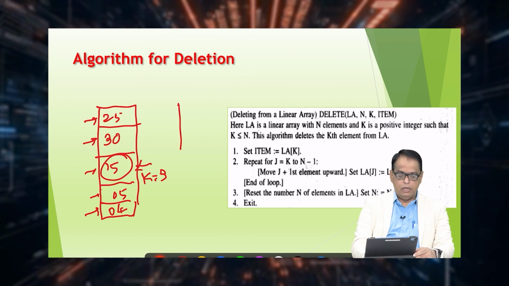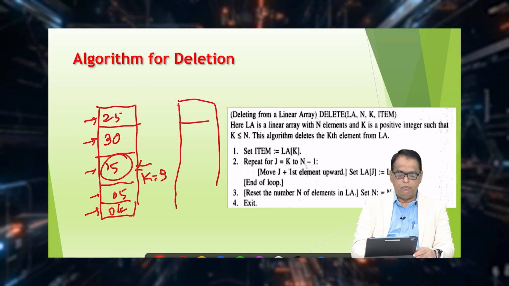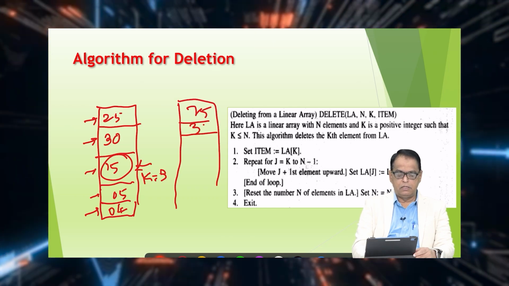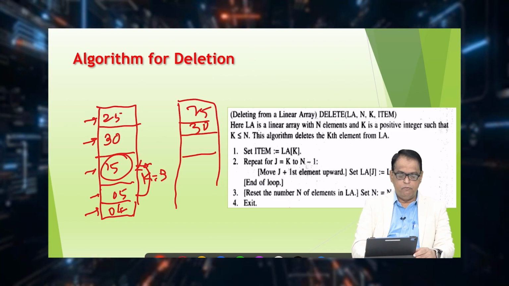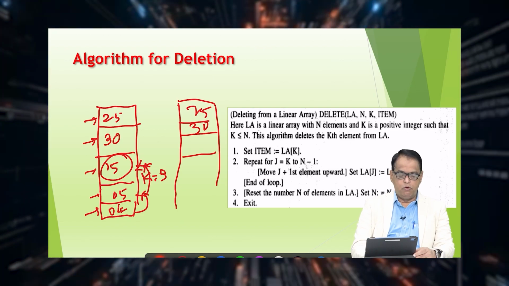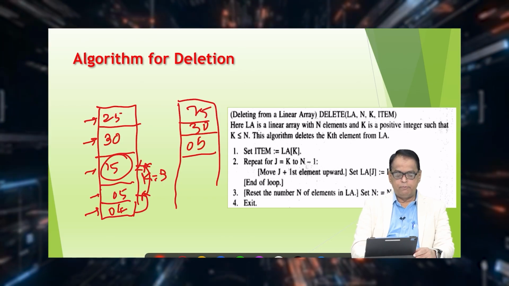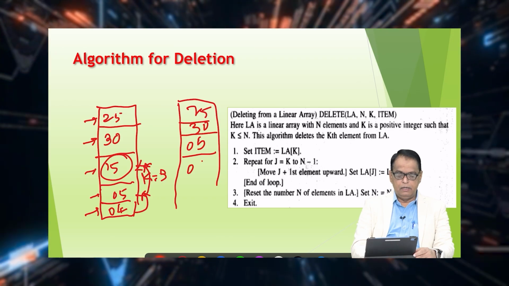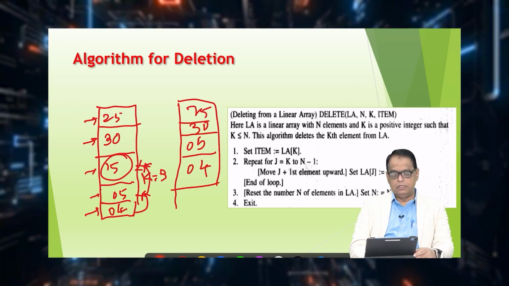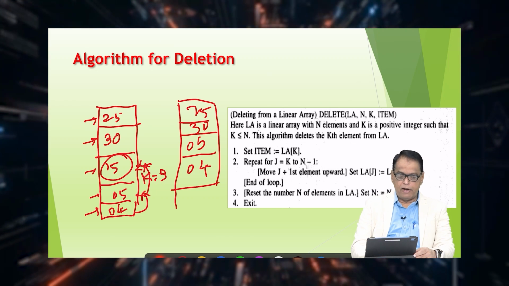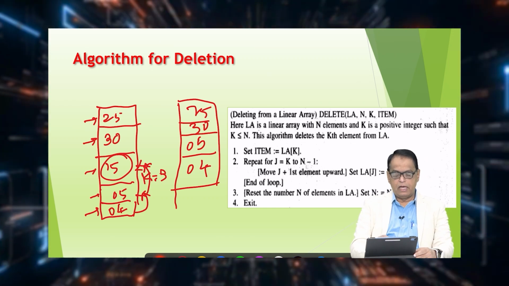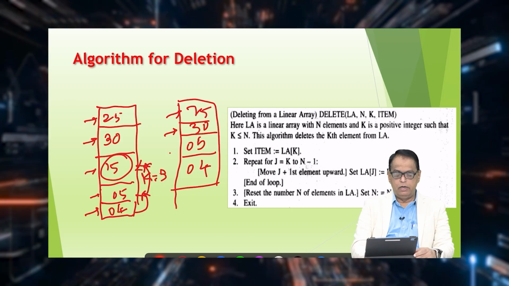Now whenever I want to delete the particular element, the 25 will remain as it is, and the 30 will remain as it is. Now this 5 will be moved upward and this 4 will also be moved upward. So instead of 15, that position will be occupied by the 5 and the next position will be occupied by 4. So after the deletion operation, you will have an array with only 4 elements, 25, 30, 5 and 4. So the element having the value 15 at position 3 has been deleted from the array.